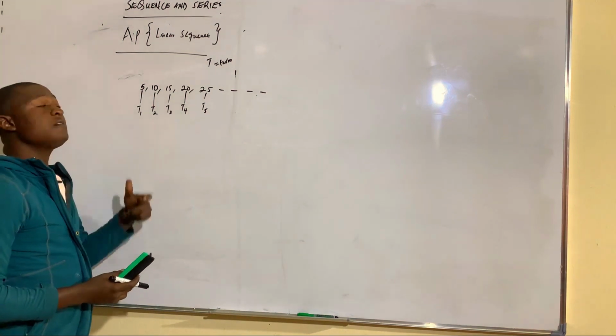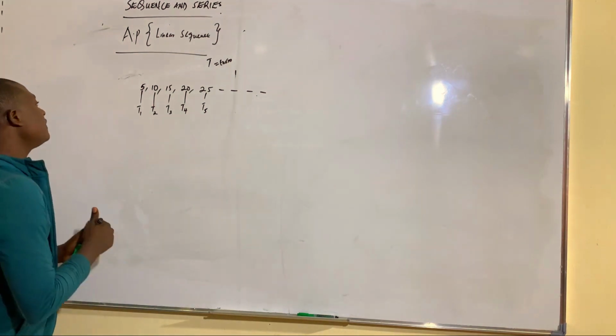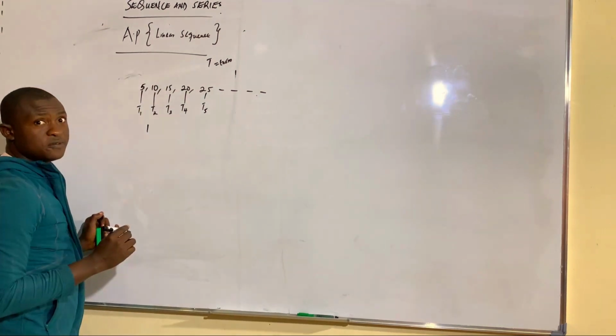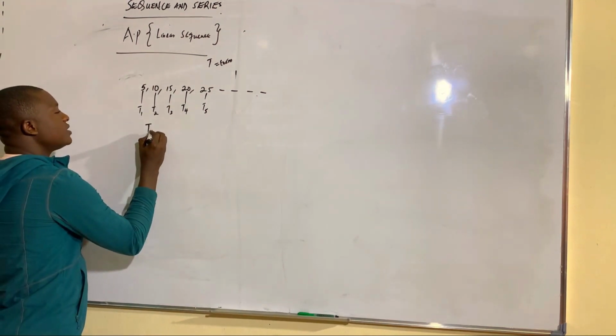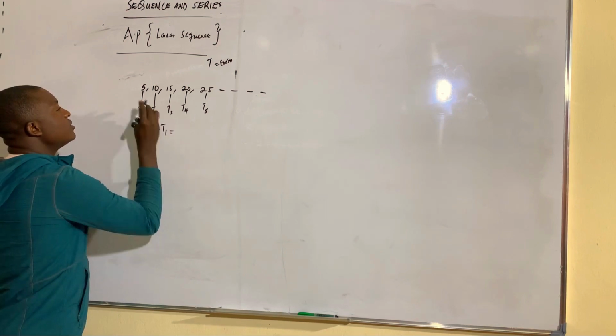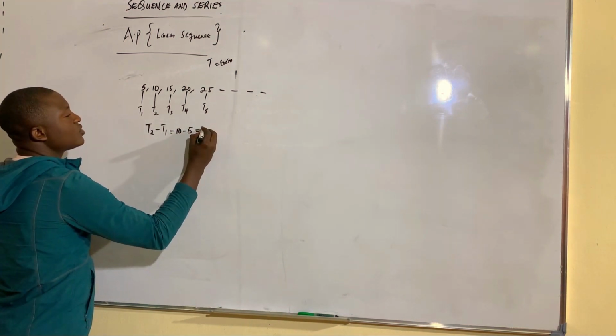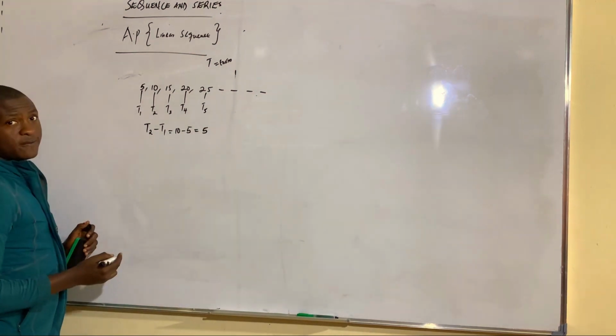sequence, let's check if they have the same difference. If I take the second term and the first term, do they have the same difference? Let's check. That's the second term minus the first term, meaning 10 minus 5. You can see 10 minus 5, of course, we are going to have 5, isn't it?